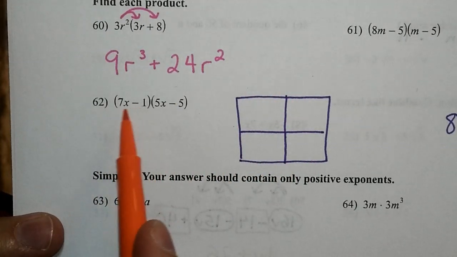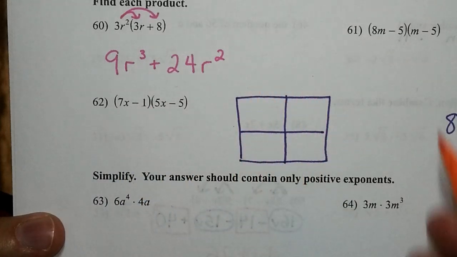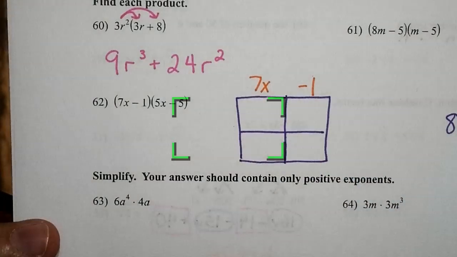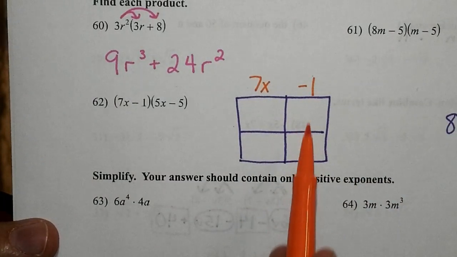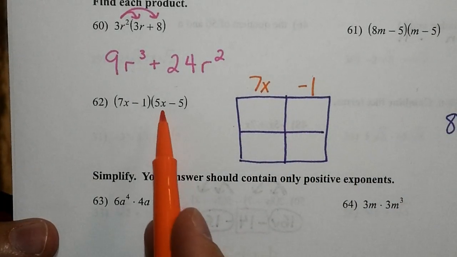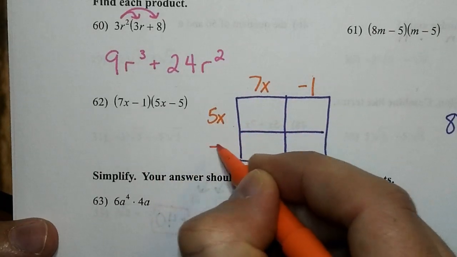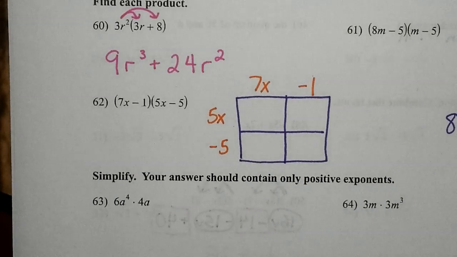So 7x minus 1, you can put that up top. So you put 7x there and the minus 1 there. And that really comes out to be like a negative 1 when you're multiplying. And then 5x minus 5 goes on the side. So 5x minus 5 can go on the side.